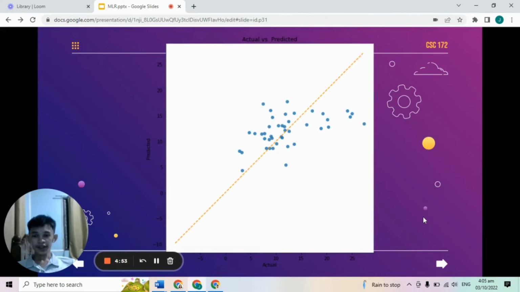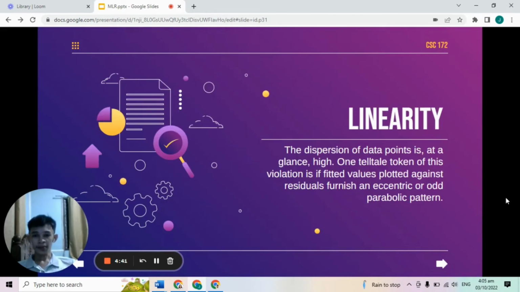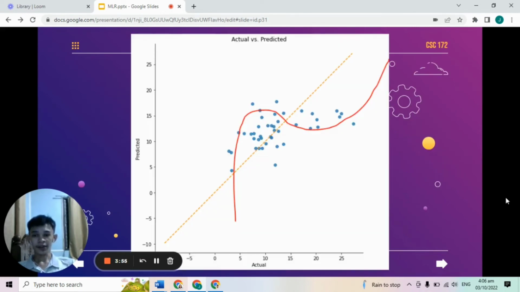Linearity. This is the depiction of the actual versus predicted values. In the scatter plot, the dispersion of data points is at a glance high, a violation of the assumption that there exists a linear relationship between the predictor, regressor or explanatory, and the response, regressand or criterion variables. One telltale sign of this violation is if fitted values plotted against residuals furnish an odd parabolic pattern, like so.